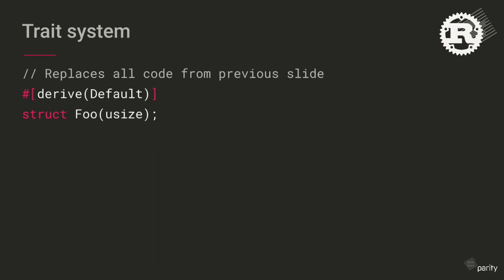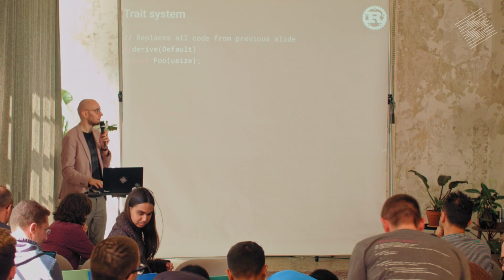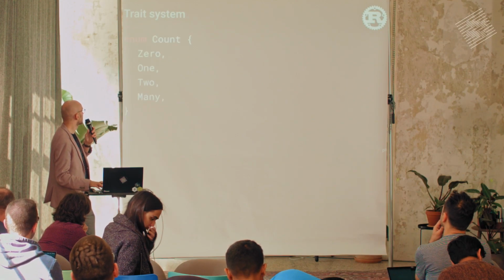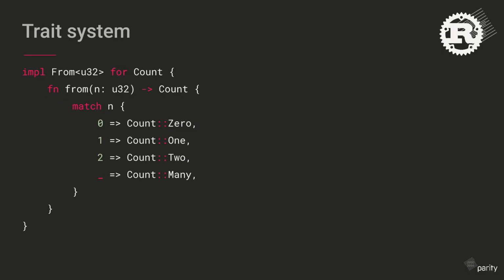There's also the derive attribute, which is super useful. For some traits, you can just write this derive thing, and it will actually write the implementation for you. Let's not get into how that works. Okay, I'm gonna skip over this. It's kind of useful for writing a conversion from a number for a simple enum.